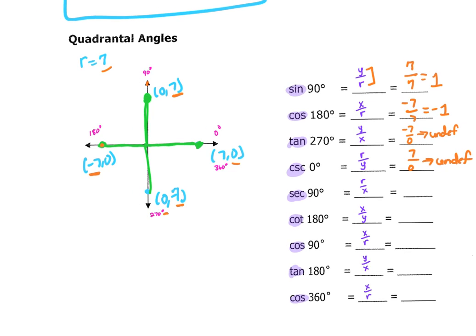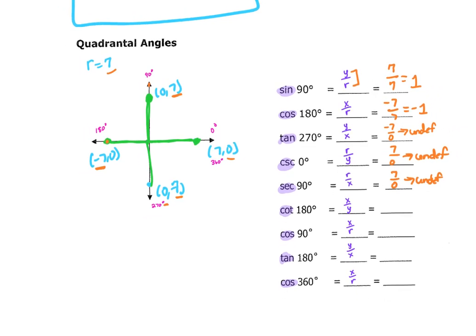And then secant of 90 degrees. Secant is the reciprocal of cosine, and cosine we know is x over r. So now let's flip that and do r, which is 7, over x, which is 0. We get undefined again.